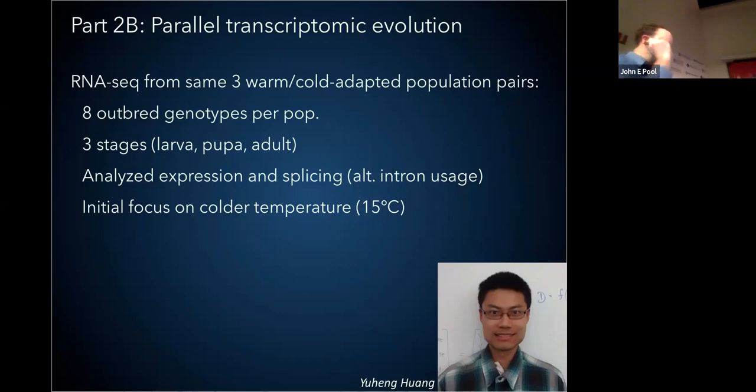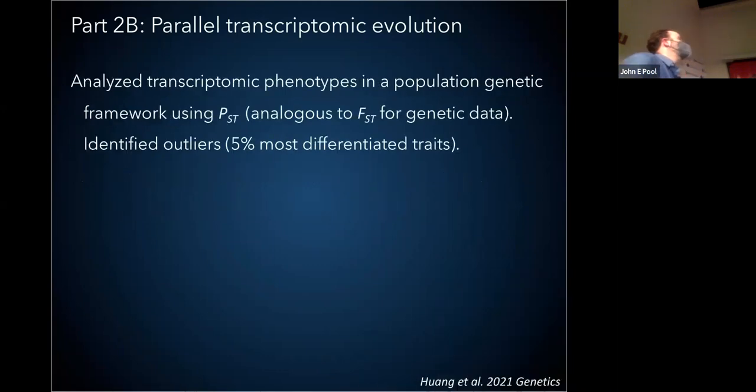In the first part here, I'm going to focus just on data from the colder temperature, because if we're interested in adaptations to these colder environments, well, it would have to show up in that environment to be a successful adaptation there. So that's why we looked there first. And so what we did is we got all the expression and splicing values in terms of intron usage for each of these transcriptomic traits. I'm going to focus basically on expression though in this talk.